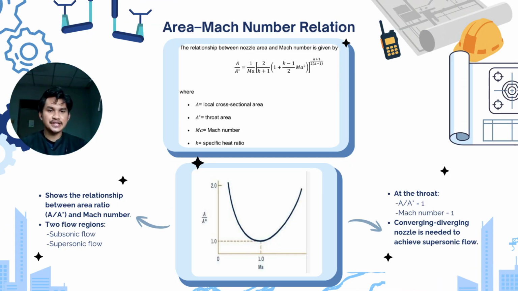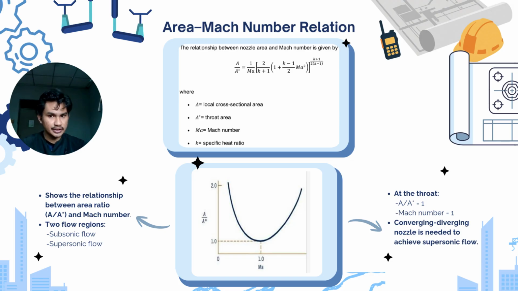Okay, so next is the area Mach number relationship between the nozzle geometry and the flow velocity. The area Mach number equation relates the nozzle cross-sectional area to the Mach number of the flowing gas. One important point is that there are two possible flows, one subsonic and the other supersonic. As shown by the graph, when the area ratio equals 1, the flow reaches Mach 1 at the throat. So this area we call the critical area.